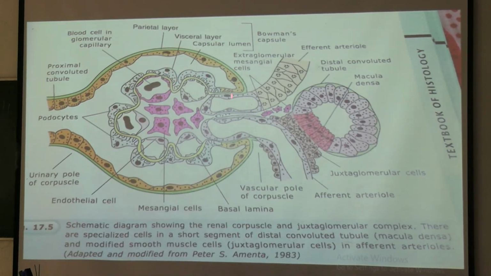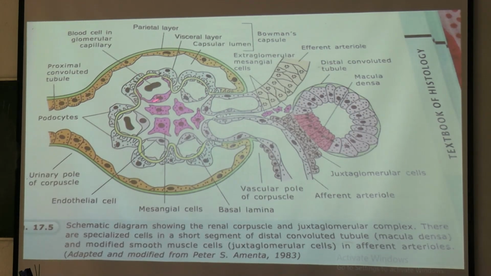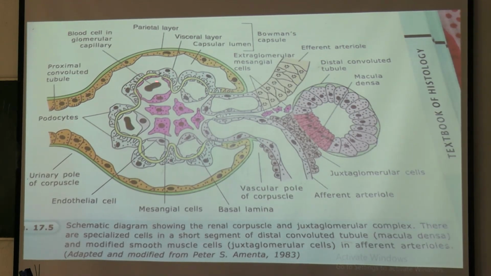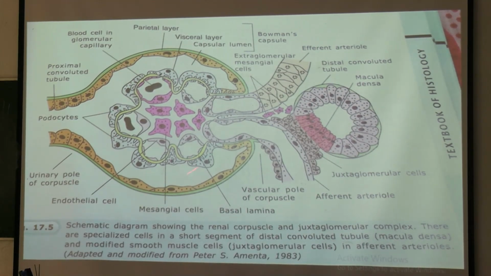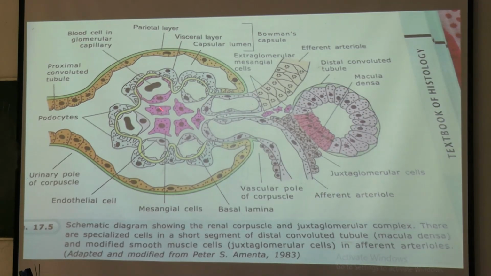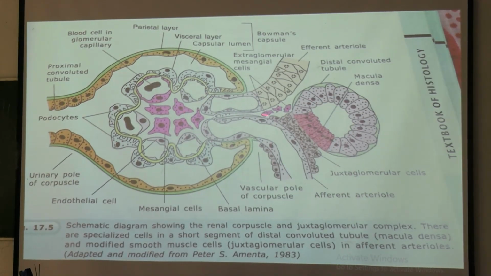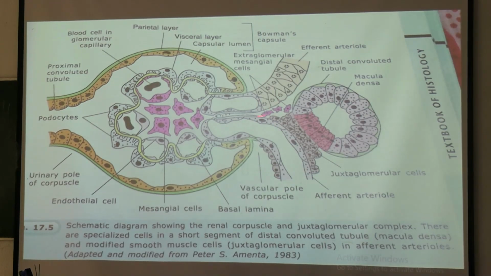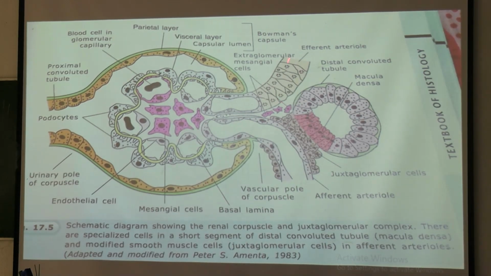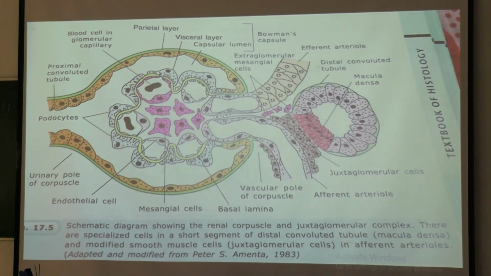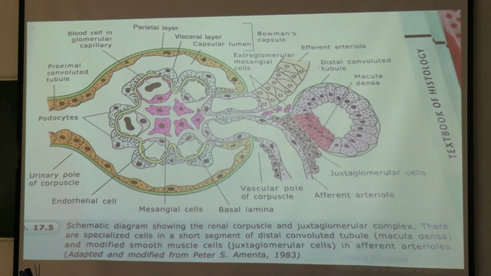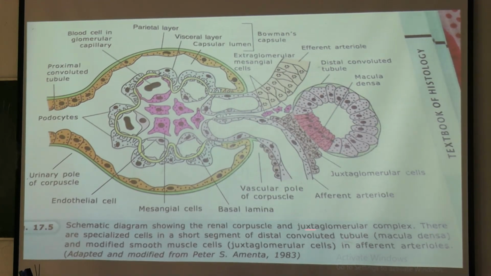See here, this is the basement membrane, capillary, endothelium. Slits are there, and these are the podocytes with foot processes lining the visceral layer of the Bowman's capsule. And these are the mesangial cells. Some of these are extraglomerular mesangial cells, present here. They form the lacis cells, and they will secrete renin. The lacis cells are part of the juxtaglomerular apparatus.